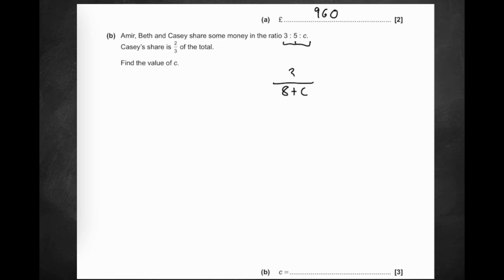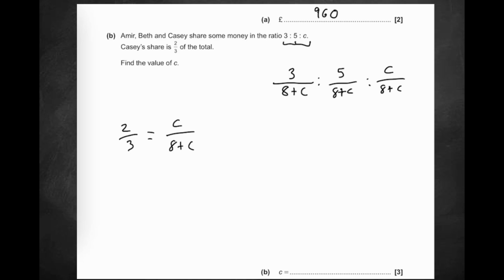And that's going to be 3, 5, and C, plus C, 8 plus C. And we know that Casey's share is 2/3 of the total. So we know that 2 over 3 is equivalent to C over 8 plus C.